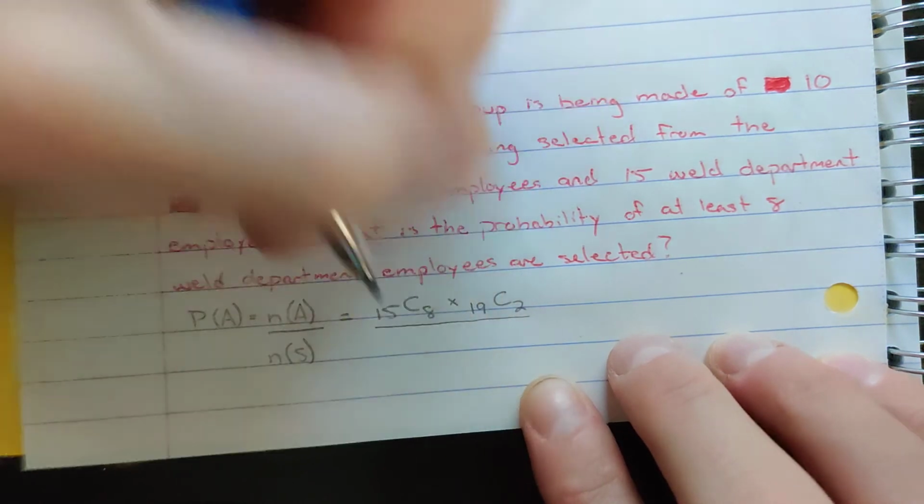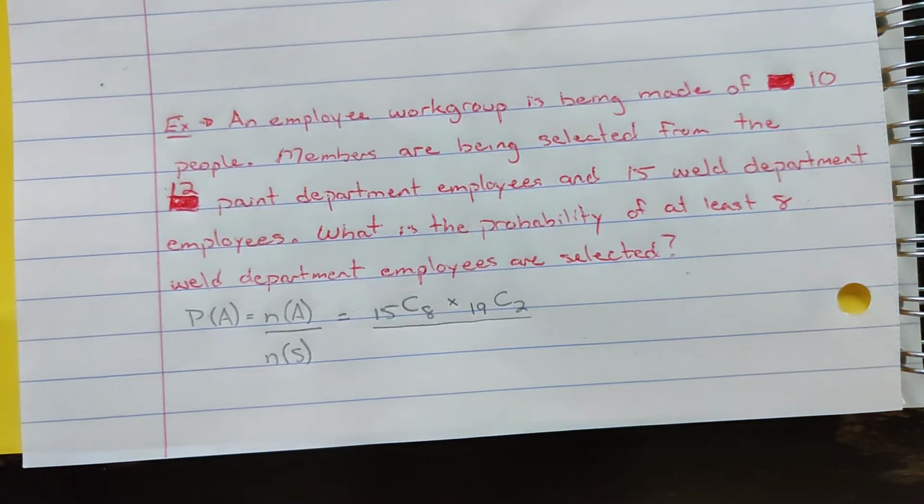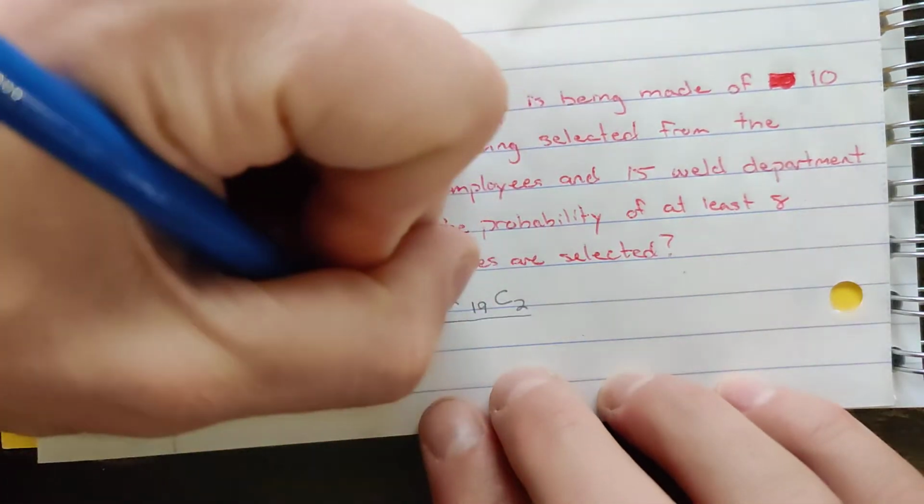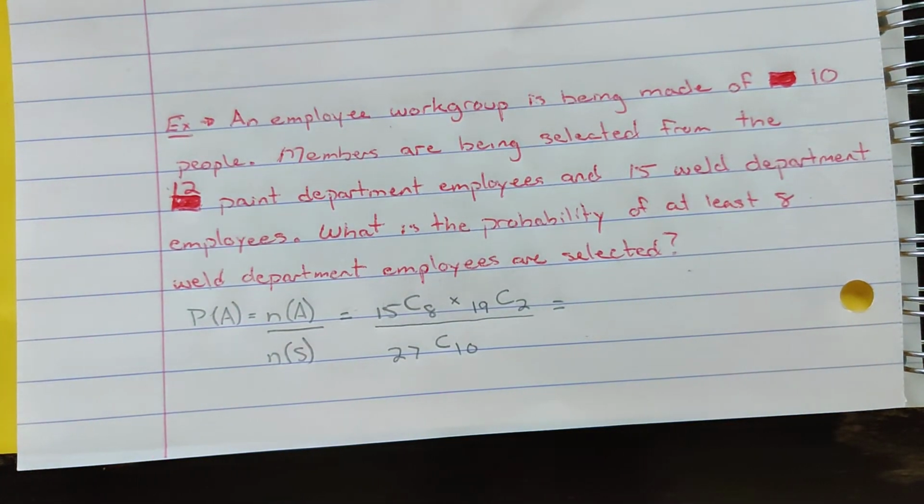Now we divide that by the total number of outcomes, which means there are no restrictions. We're just taking the total number of people, 12 plus 15, and choosing 10. So 12 plus 15 gives us 27. Choose 10. And then we calculate that all out.